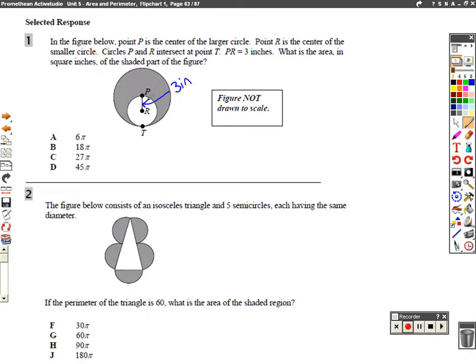So we need to do a couple of things. We want the area of the shaded part of the figure, which means we're going to have to find the area of the big circle, and from it, I'm going to subtract away the white that's left out, which is the area of the small circle. And for both of these, we're going to use that area formula for a circle, which is pi r squared.